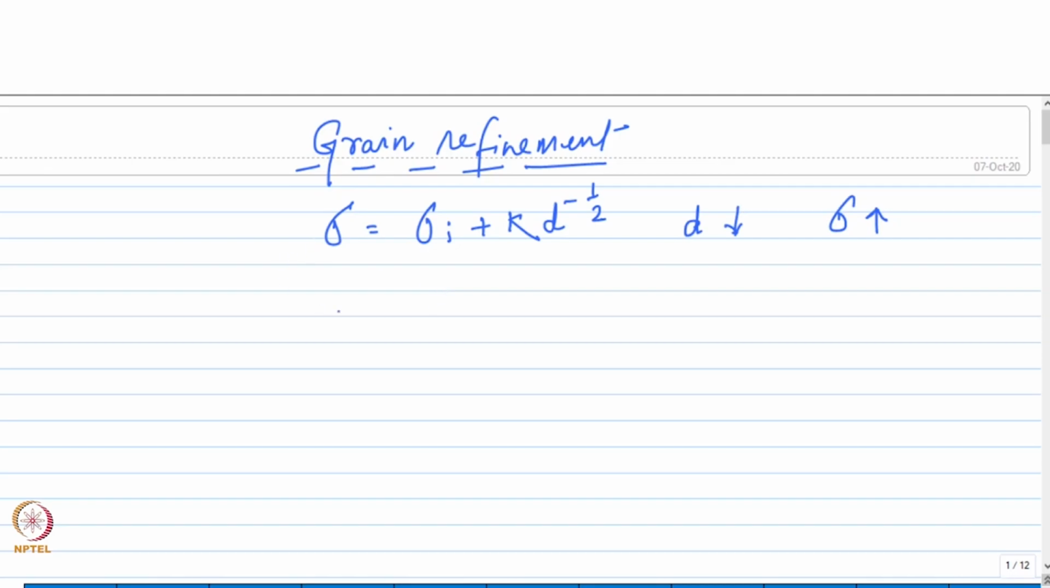Okay, and we have actually derived this Hall-Petch relationship based upon a theory which was proposed by Cottrell and then later extended by Eshelby, Frank and Nabarro. So this theory is based upon the piling up of dislocations at grain boundaries.